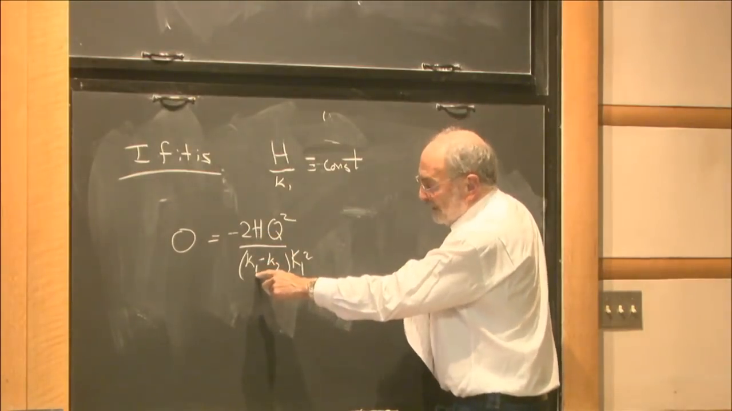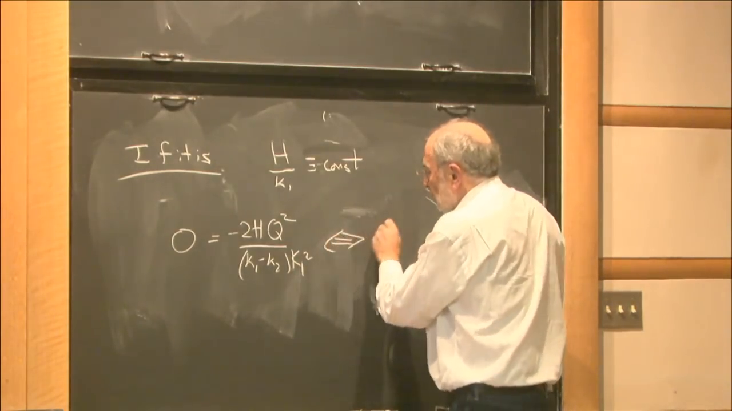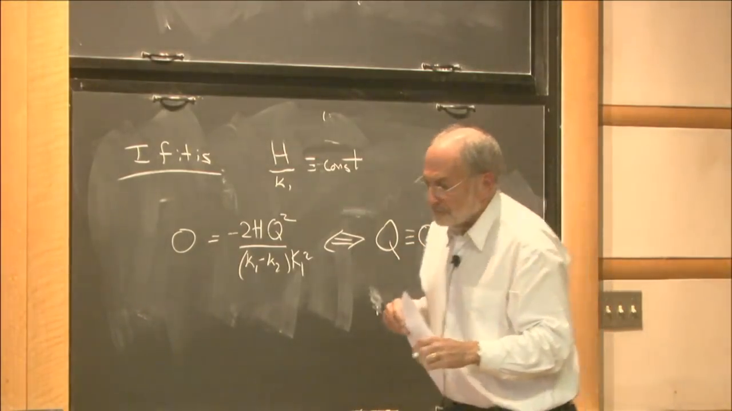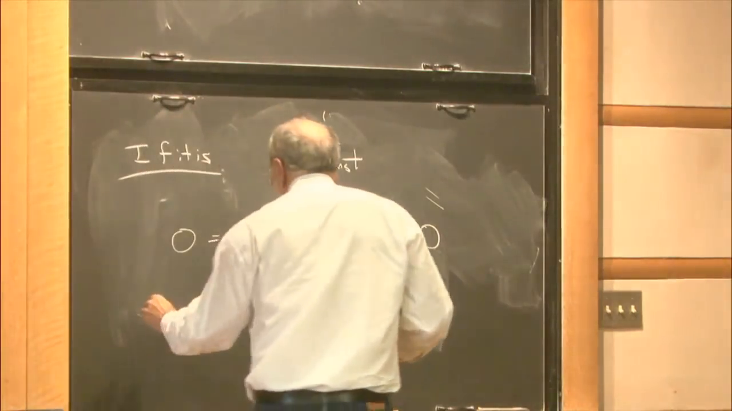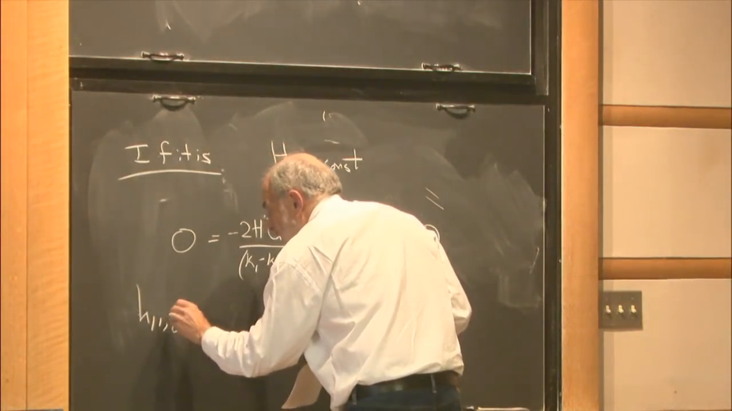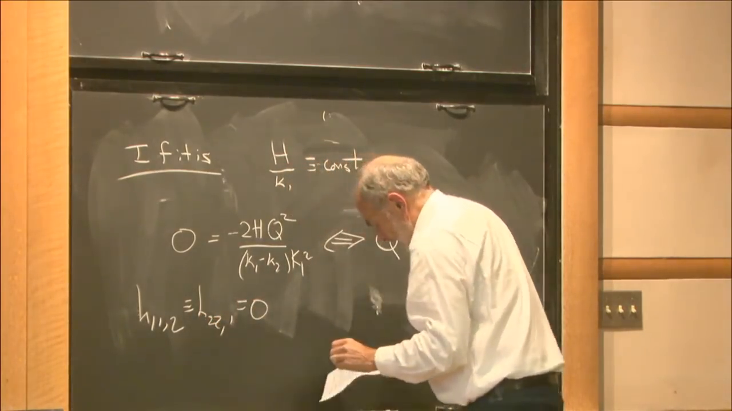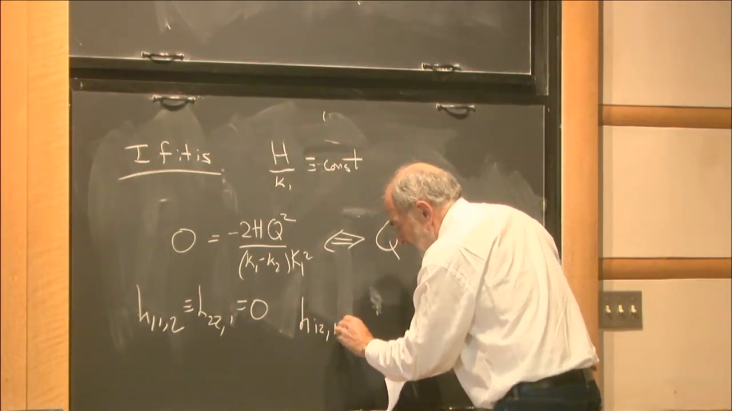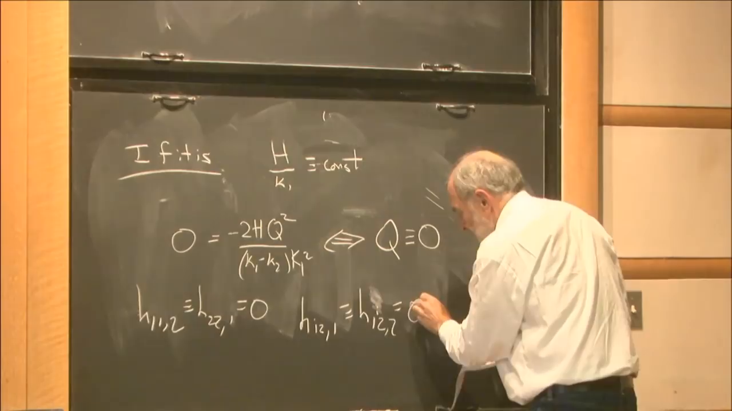H is positive, K1 is bigger than K2, K1 is bigger than 0. So this can happen if and only if Q equals 0, identically equal to 0. So that says that H112 equals H221 equals 0. And by the Codazzi equations, that says H121 equals H122. These are all always 0, too.